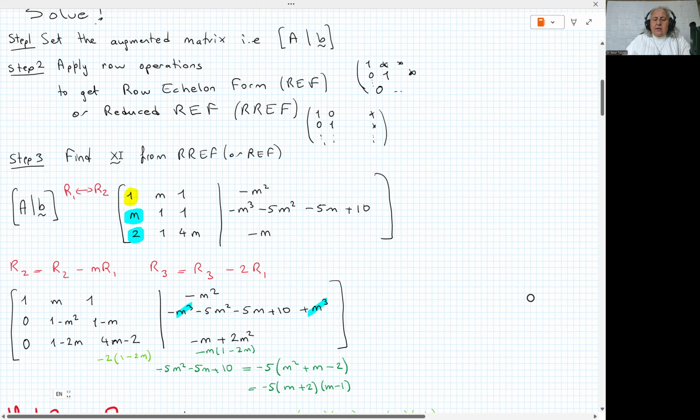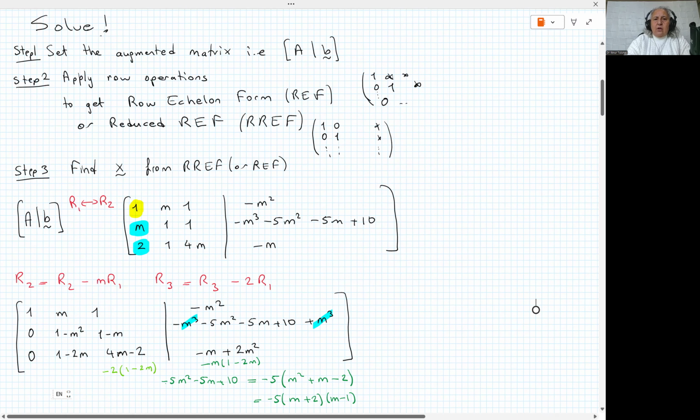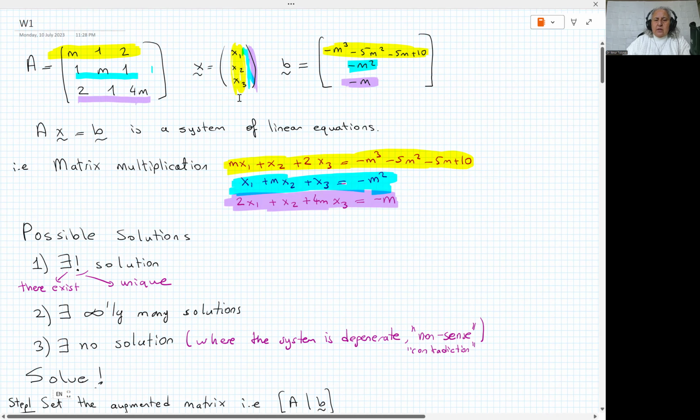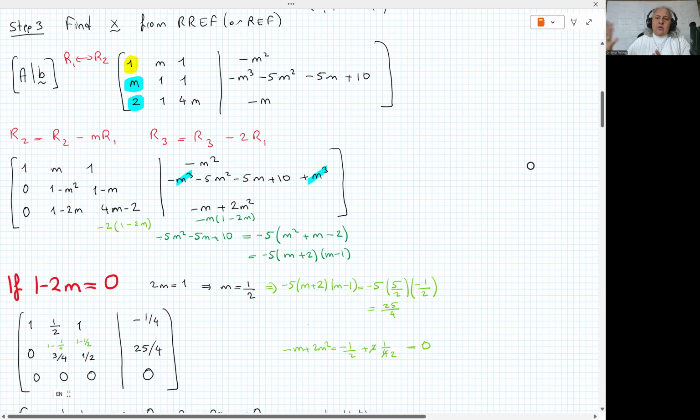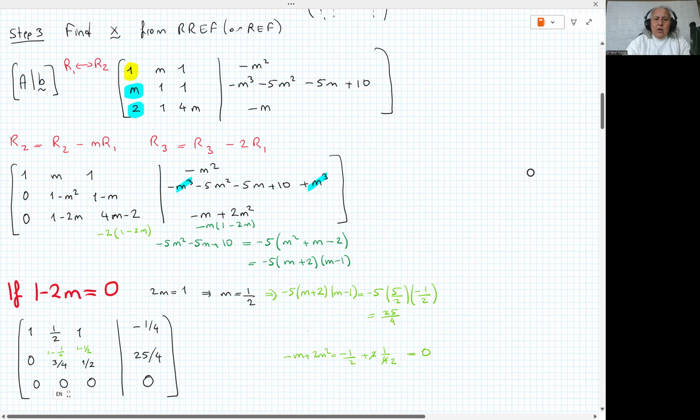Okay, we would like to find the unknowns. The unknown vector, as we know, is x1, x2, x3. These are the unknowns, and m is a fixed number. We don't know it yet. Our aim is to figure out what kind of m gives us what kind of solutions. That's the question that we are dealing with here.